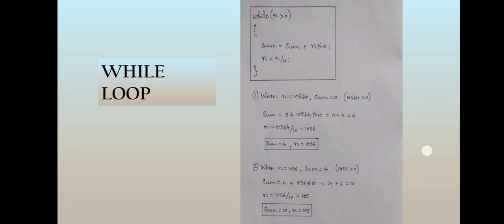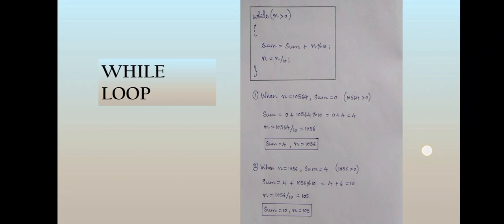So the compiler gets into the body of the while, where they have given sum is equal to sum plus n modulo 10. Here sum initially stores the value 0. So plus n modulo 10, which is nothing but 10564 modulo 10. The remainder will be 4. So 0 plus 4 is equal to 4. Now sum contains the value 4. It comes to the next line, n is equal to n/10, which is 10564 divided by 10. The quotient will be 1056.